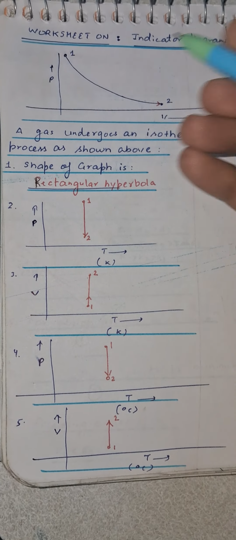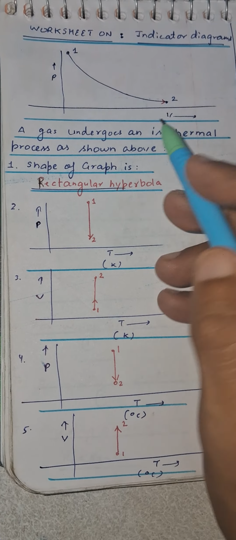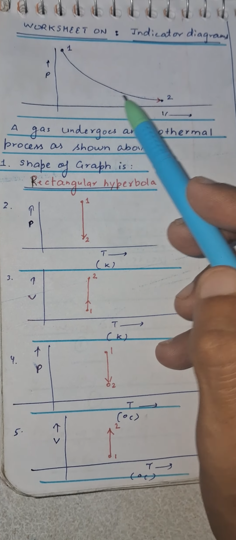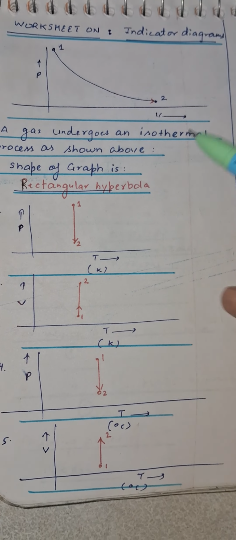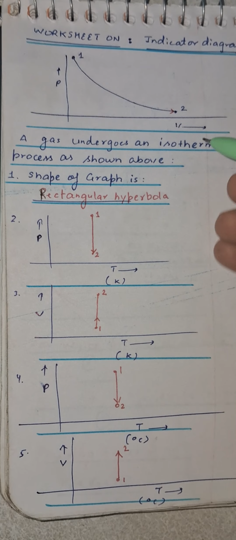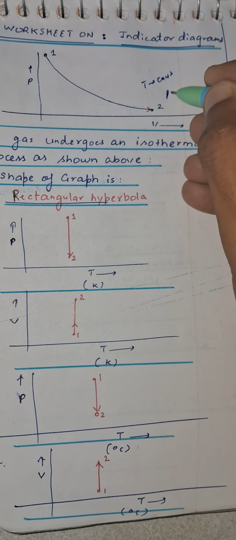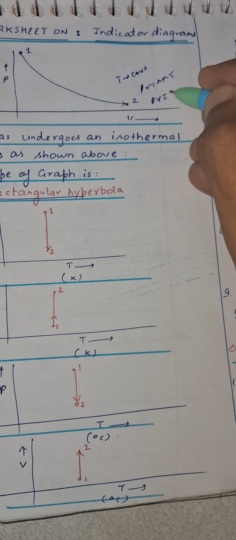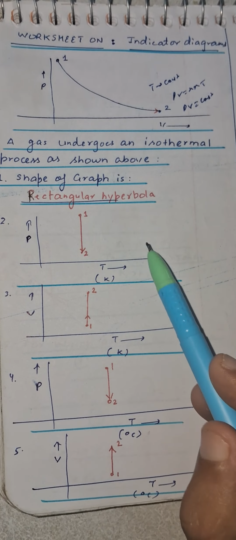A gas is undergoing a certain process 1 to 2, and the pressure versus volume curve is shown in the graph over here. The first thing is the shape of the graph. It is like a rectangular hyperbola with the standard equation PV is equal to constant. If the shape is a rectangular hyperbola, that means temperature has to be constant, because PV is equal to nRT. For a constant number of moles of the gas, PV is constant only when temperature of the gas is constant. So here the assumption is that temperature is constant.